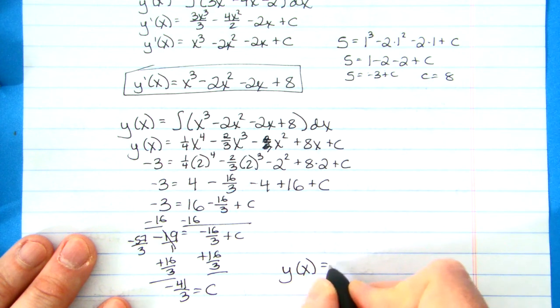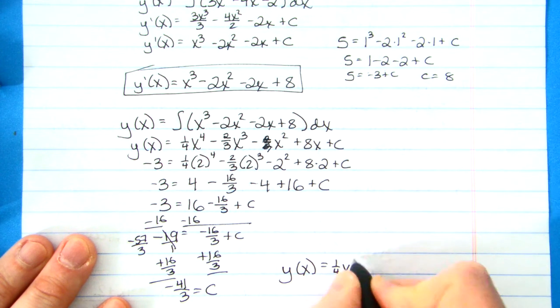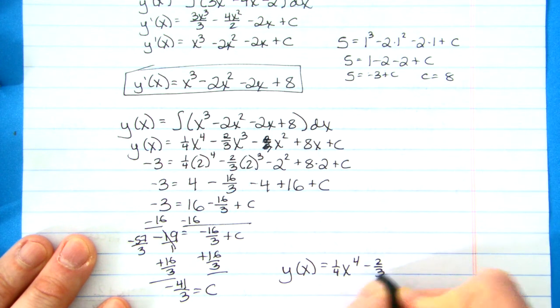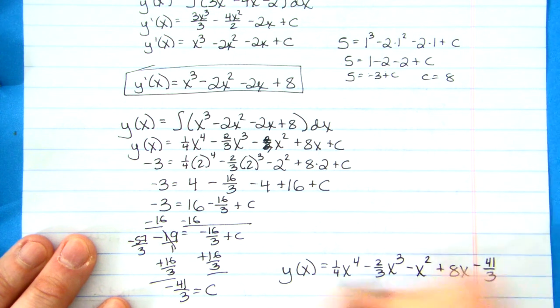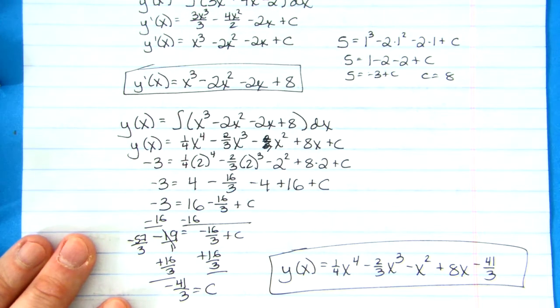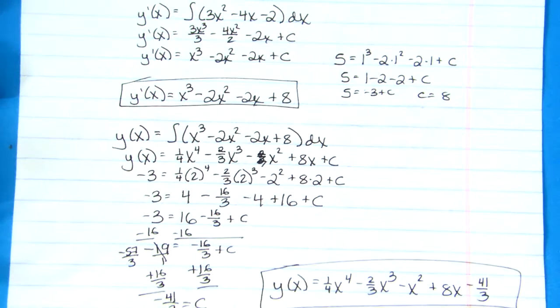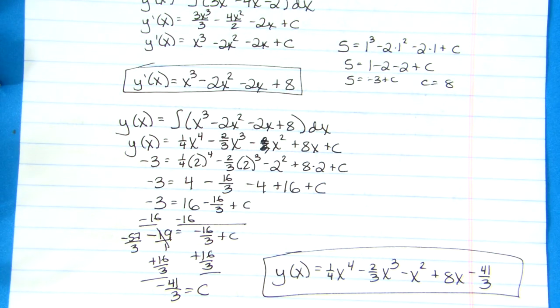So y of x is going to equal 1/4 x to the 4th minus 2/3 x cubed minus x squared plus 8x minus 41/3. And that's our particular solution.